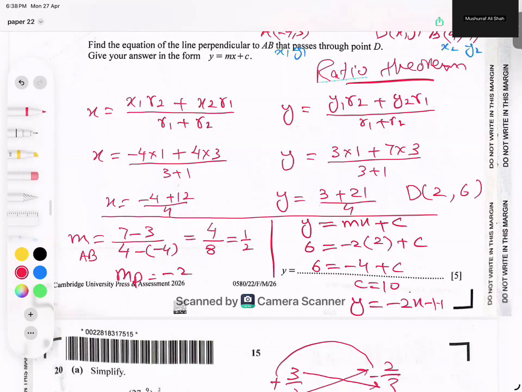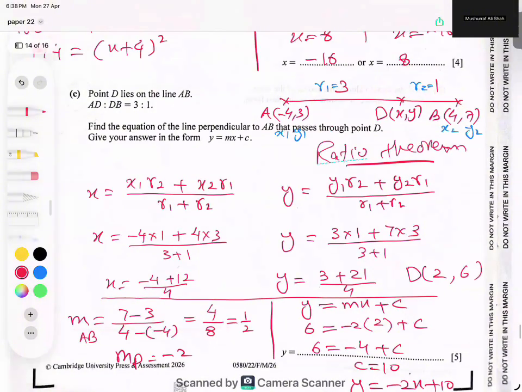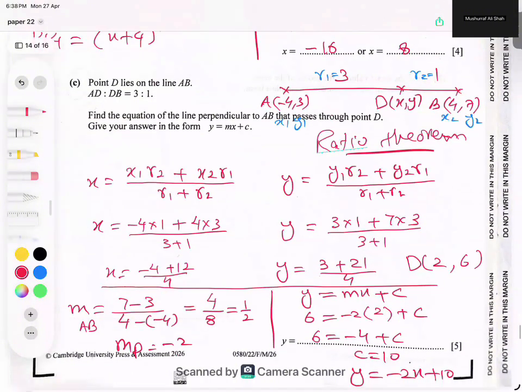And I hope the concept of the question is very clear. Wait a minute, please. Maybe, yeah, it is clear now. Okay, the concept of the question is very clear and we have done it.